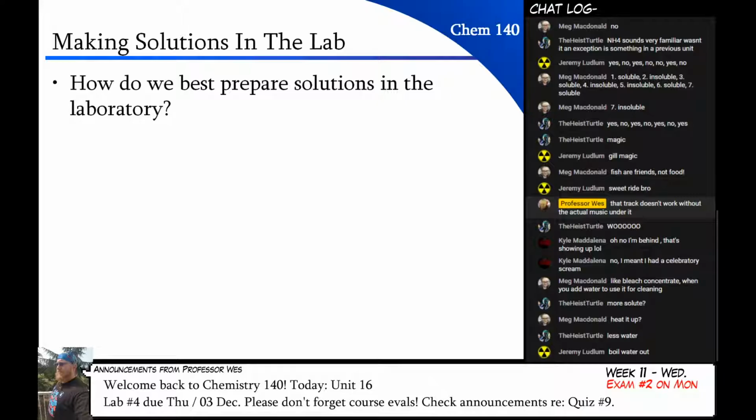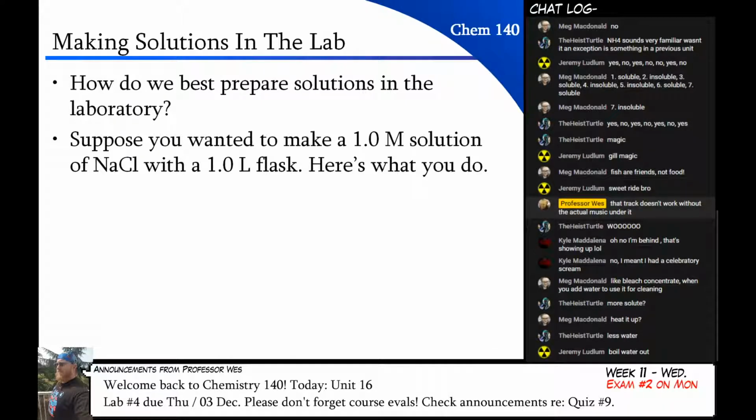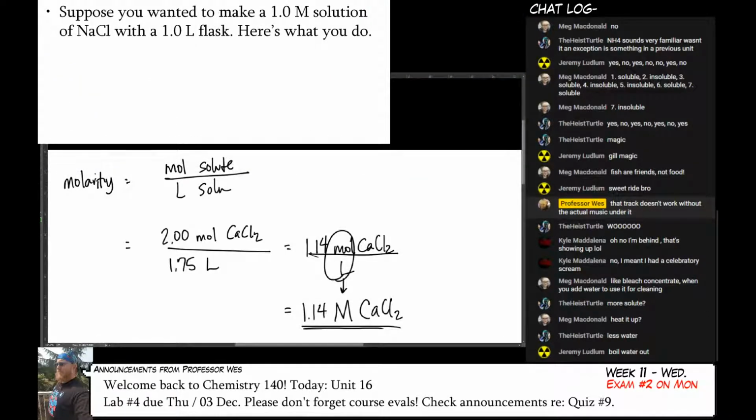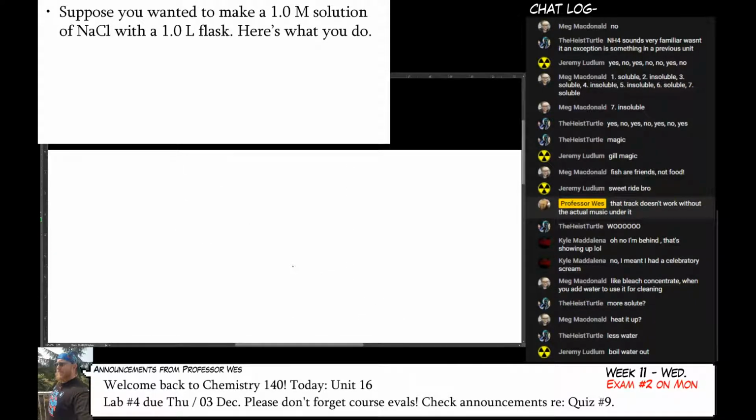All right, so how do we prepare solutions in the laboratory? Let's suppose that I wanted to make a 1 molar solution of sodium chloride with a 1 liter flask. So the first thing that I'd have to do is figure out how much sodium chloride I wanted to work with. Well, let's actually calculate that out as another example. So again, we'll write down the formula. So molarity equals moles of solute over liters of solution.